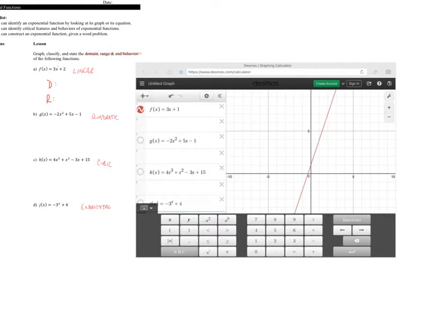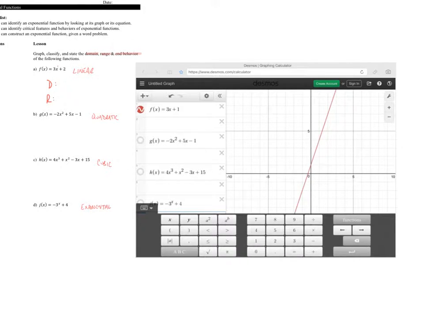So remember, the domain is talking about all the possible x values that I could put into this function. If I could put any x value in here and I would get a result, then my domain is going to be every single number, and we'll just call that all real numbers. But if I'm limited in any way, then I have to express how I'm limited. What numbers can I put in?